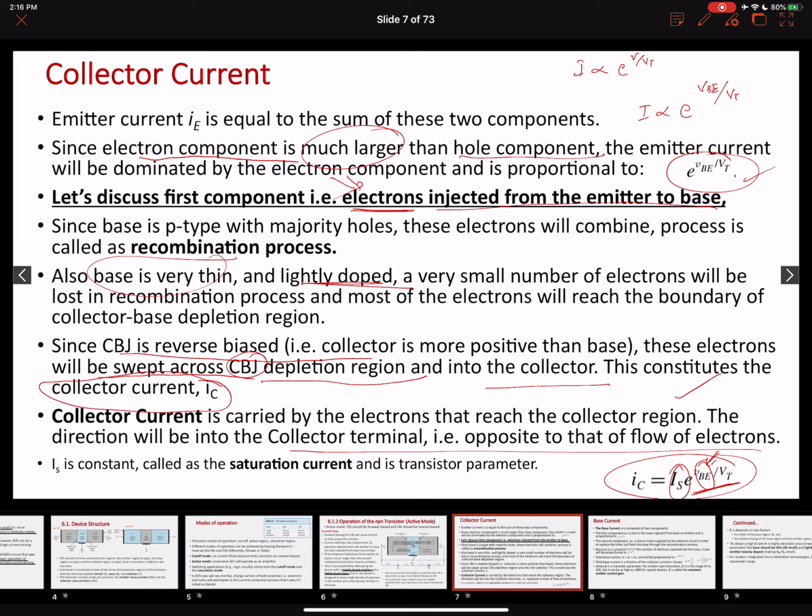Okay. All right, and if you remember, this IS is something that is called a saturation current, or also a scale current, right? Because this will scale to the size of the device. We're going to study that in more detail today. And this also depends, again, this is a transistor parameter.